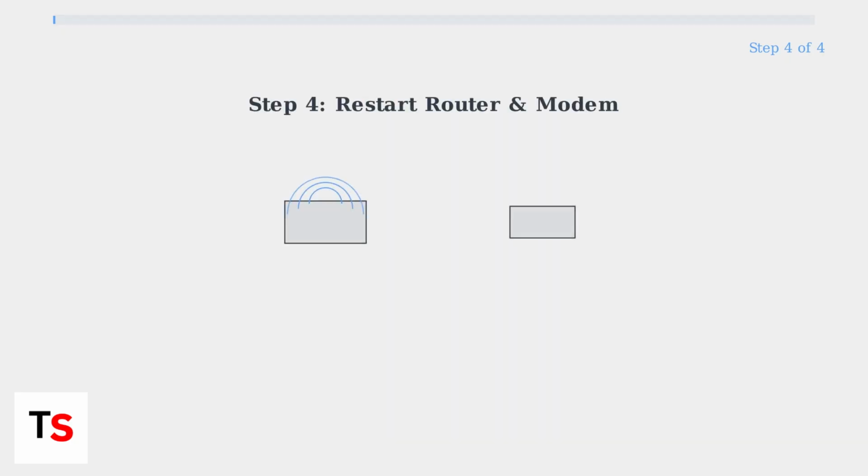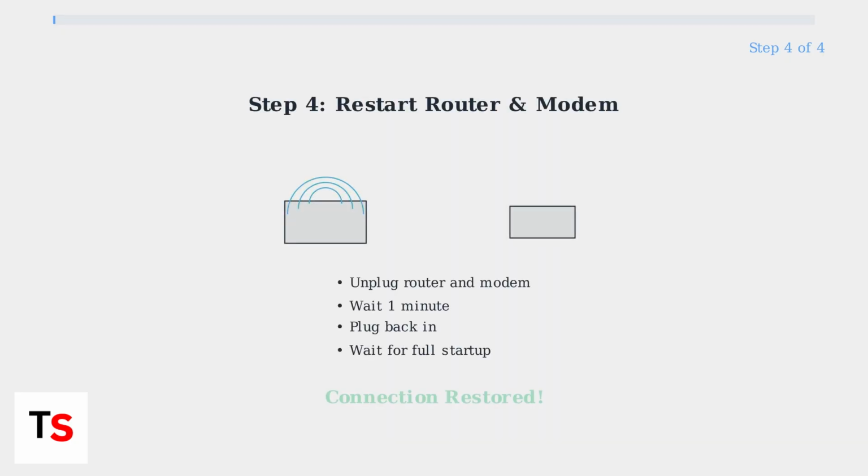Step 4. Restart your router and modem. Unplug both devices from power, wait 1 minute, then plug them back in. This refreshes your network connection and often resolves connectivity issues. These four steps solve most Nanit reconnection problems.